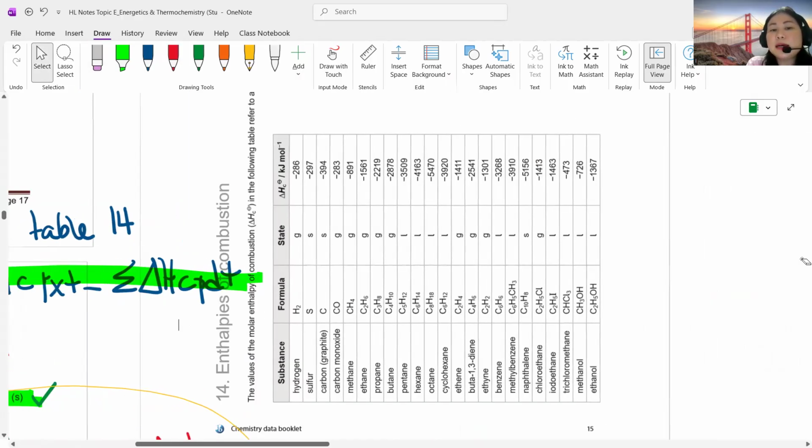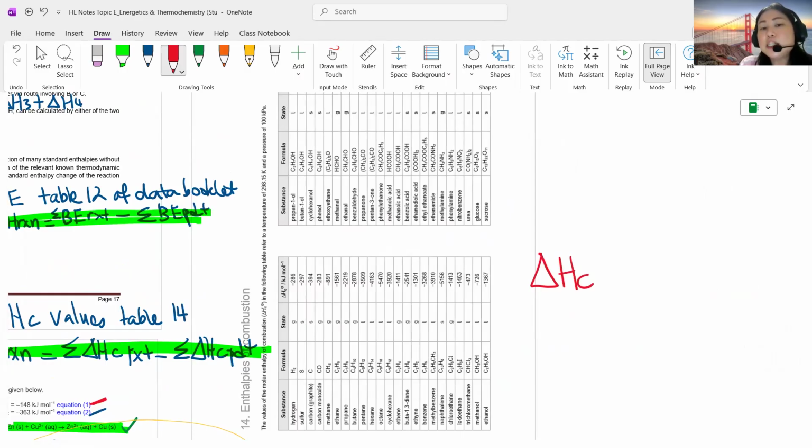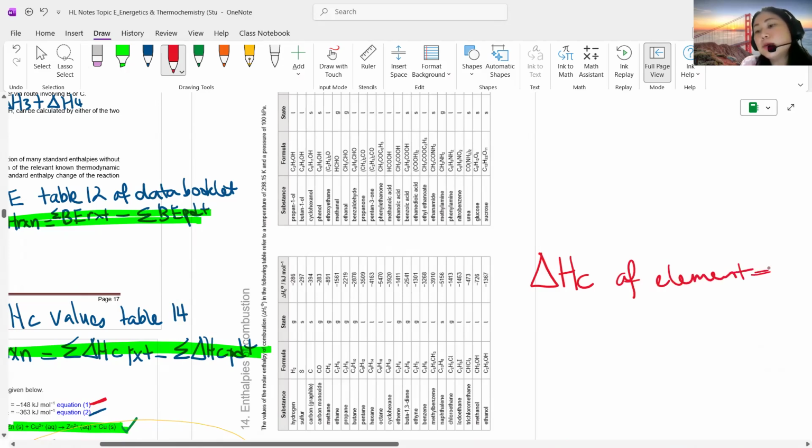Now, what are the delta HC values? Just now, the delta HF values of elements were zero because they are elements. So is delta HC for elements zero? No. The delta HC of elements like carbon and sulfur, you can see, are not zero. Delta HC of elements are not zero.